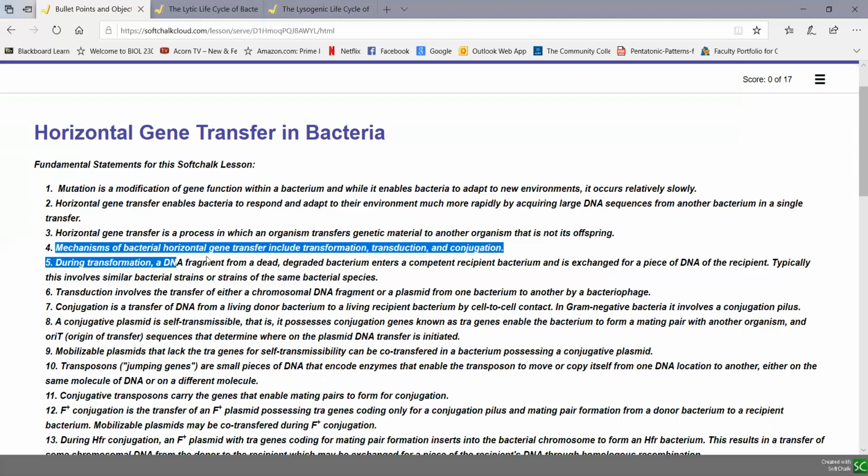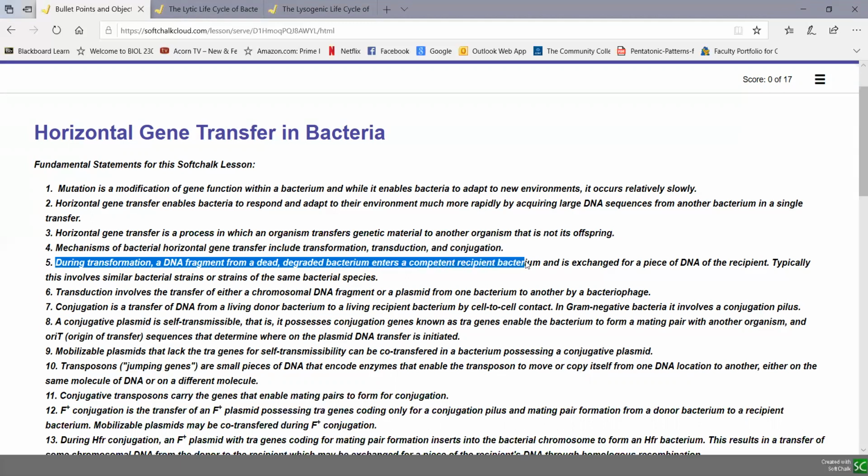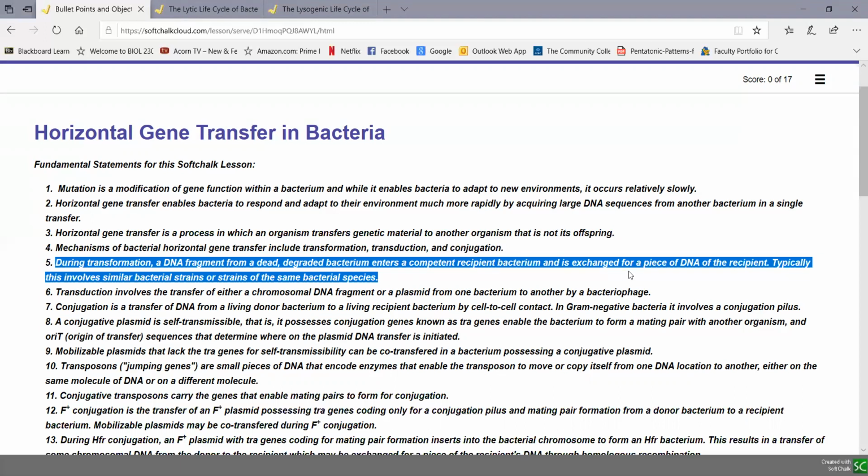Mechanisms of bacterial horizontal gene transfer include transformation, transduction, and conjugation. During transformation, a DNA fragment from a dead degraded bacterium, sometimes called environmental DNA, enters a competent recipient bacteria and is exchanged for a piece of DNA of the recipient. Now, this typically involves similar bacterial strains or strains of the same bacterial species.